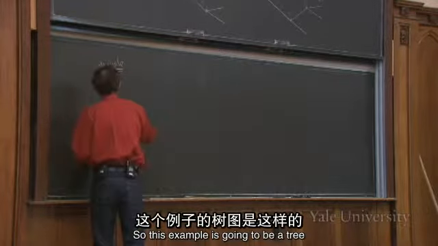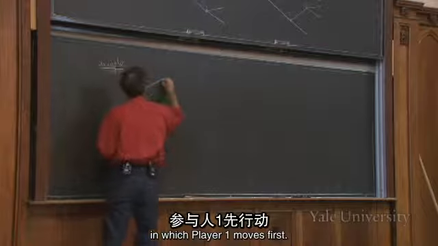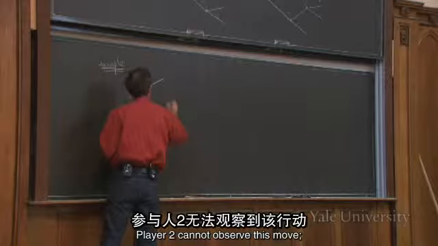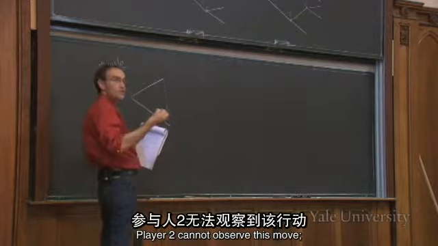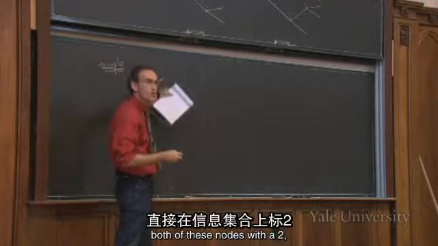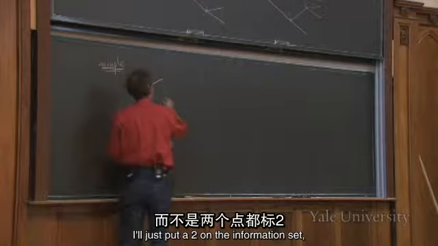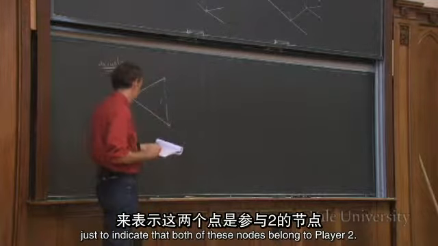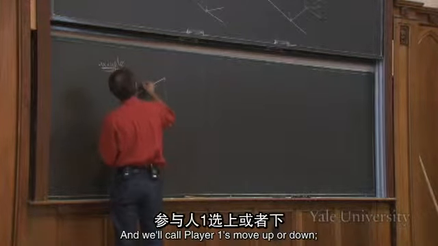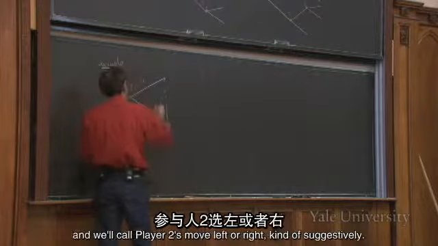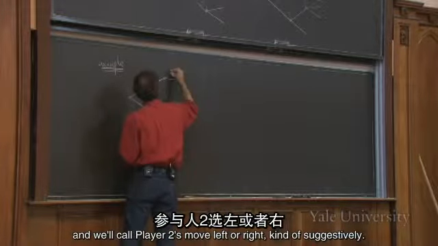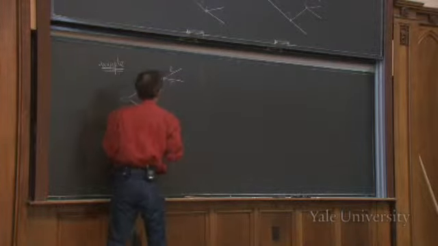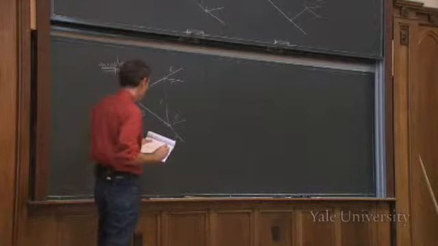This example is going to be a tree in which player one moves first. Player two cannot observe this move, and sometimes, rather than labeling both of these nodes with a two, I'll just put a two on the information set, just to indicate that both of these nodes belong to player two. So player two moves second, and we'll call player one's move up or down, and we'll call player two's move left or right. Kind of suggestively, left or right.